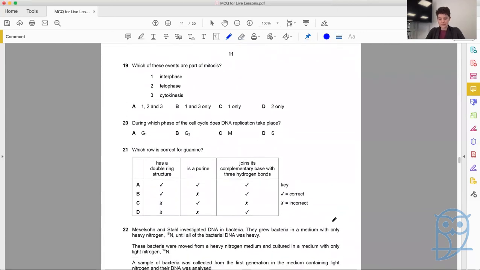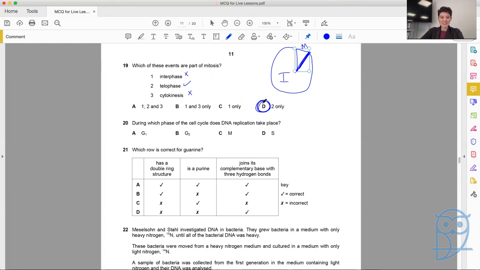Sticking with mitosis, which of these events are part of mitosis? So carrying on quite nicely from our discussion with the previous question. So we've already said interphase is not part of mitosis. Remember, if you think of your cell cycle, you've got your mitosis, then you've got your G1, your S, and your G2, and these are all interphase. So interphase is not. Telophase, prophase, metaphase, anaphase, telophase, most definitely. Cytokinesis is when our cell splits into two. Mitosis is just our nuclear division. So cytokinesis, when that cell splits, is separate. So the only event that is part of mitosis is telophase, D2 only.